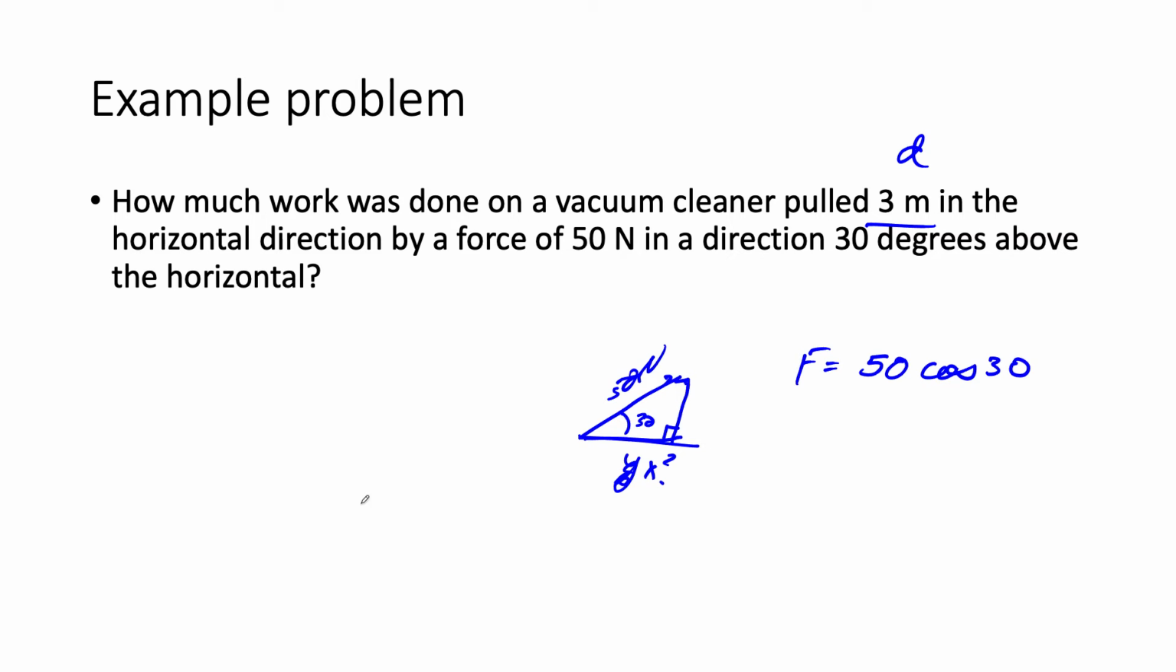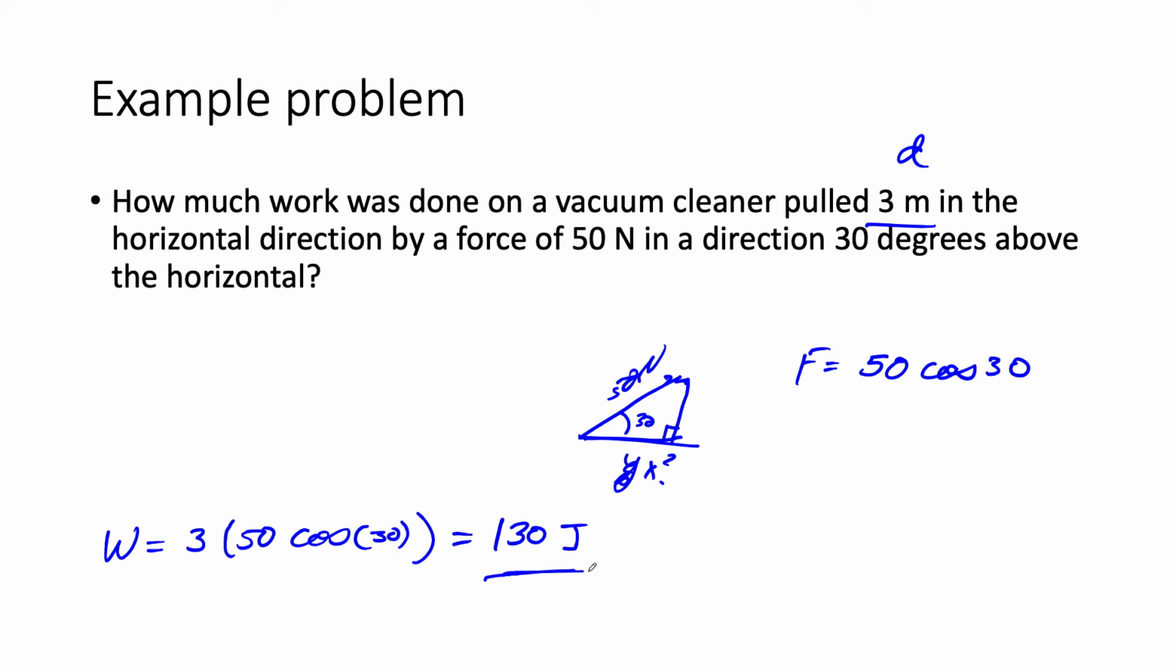So we can just say the work that's being done is the distance, which is 3 meters, it has to be in meters, times 50 times the cosine of 30, and together that produces the work. And I have my calculator buried on my desk. Here we go. So 50 times cosine of 30 gives me 43.3, times 3. And the work is 129.9, let's say 130 joules.